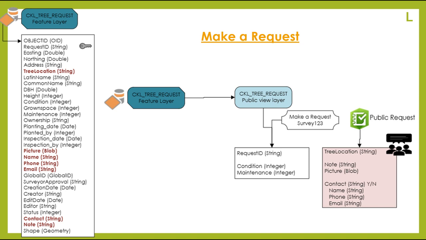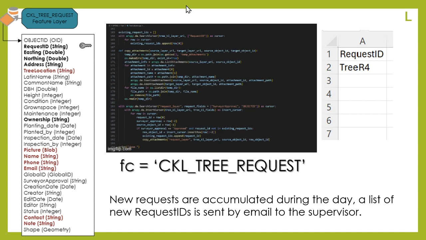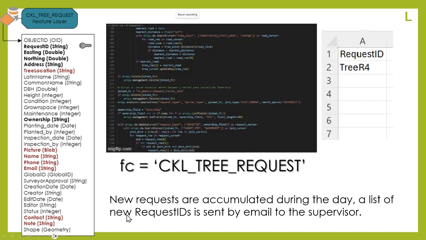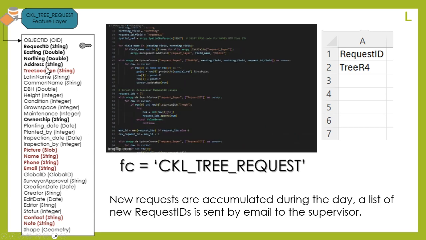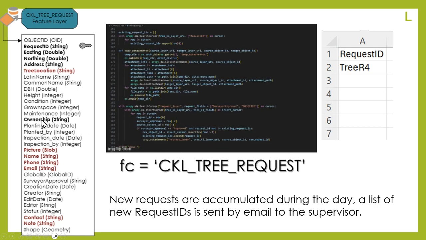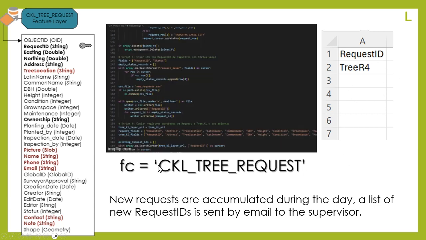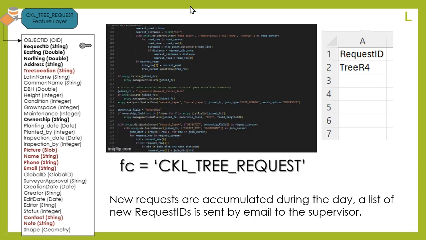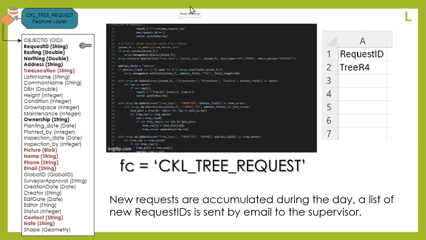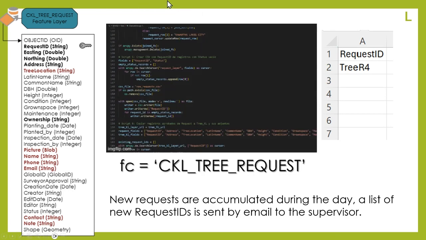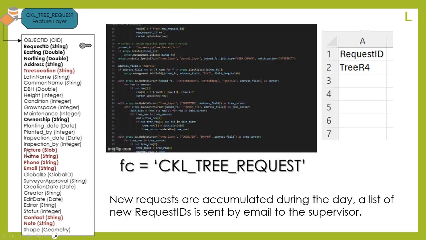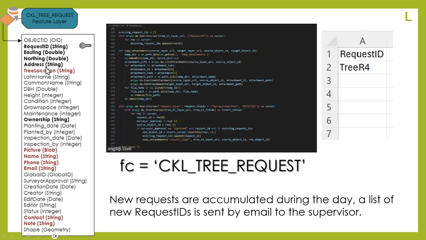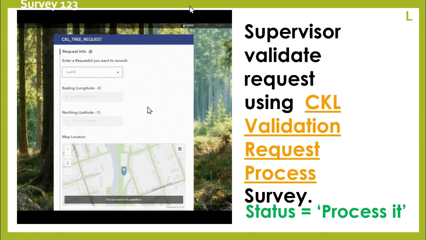Other fields like request ID, address, and ownership are calculated using a Python script that runs at midnight using Task Scheduler. Also, an email is sent to the supervisor with the list of new requests. Then the supervisor will use these leads in the validation request processes survey.